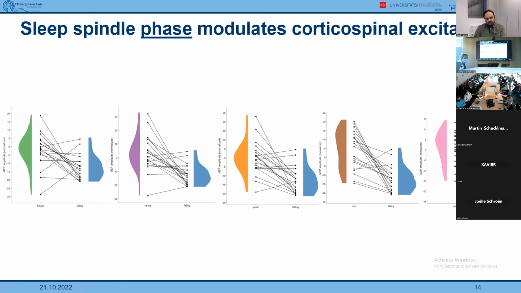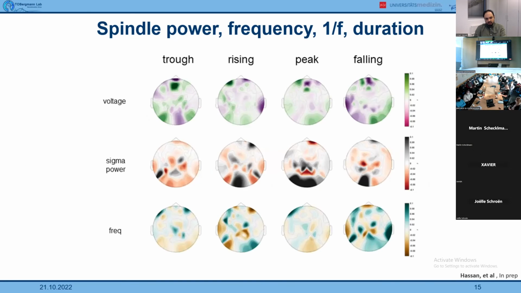So we concluded here that the phase of the spindle modulates cortical excitability for sure, but we wanted to apply some control analysis. So we ran this control analysis with cluster-based permutation tests: does the voltage of a spindle in a particular condition, such as trough or falling, cause a problem in this kind of asymmetrical MEP result?